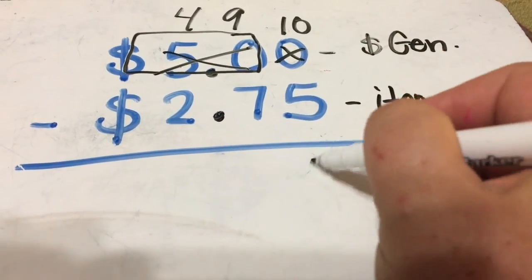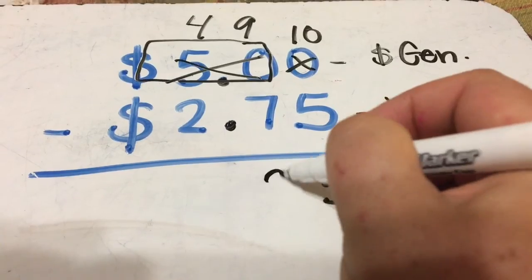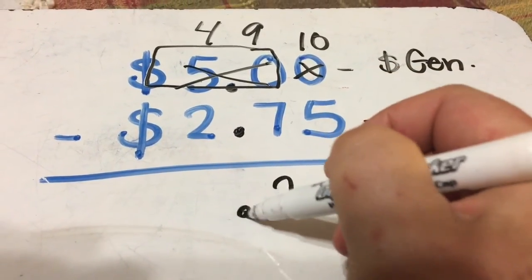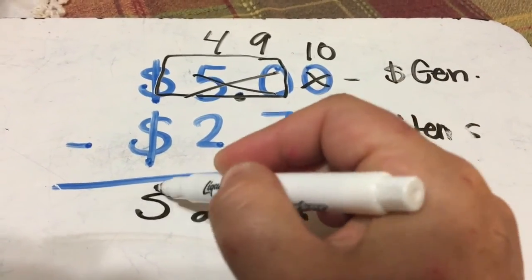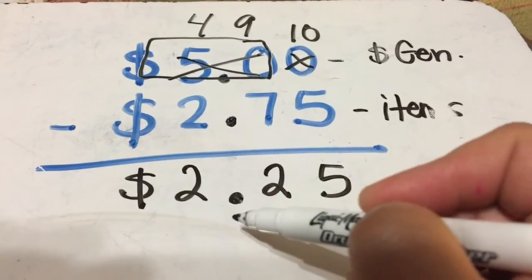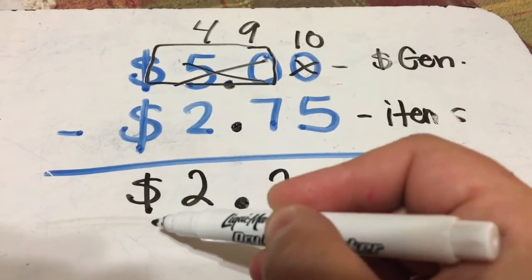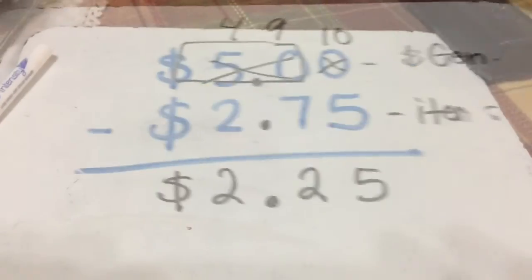10 minus 5 is 5. 9 minus 7 is 2. Bring down my decimal, and 4 minus 2 is 2. Bring down my dollar sign. So Maylee will get change from the cashier. She will get $2.25.